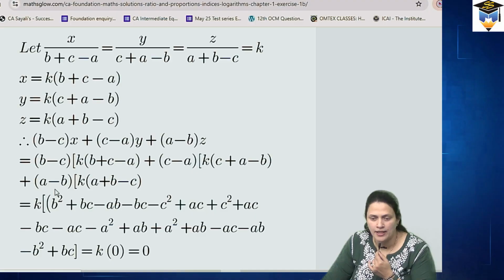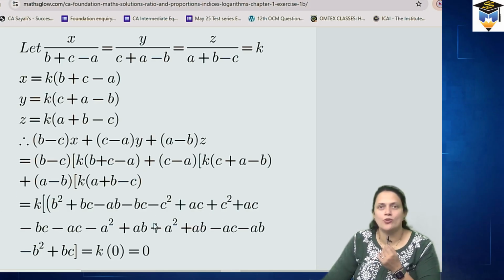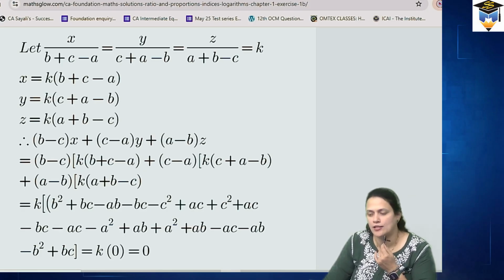And the third part, a into a is a square, ab plus ab minus ac minus ab minus b square plus bc. So if you see plus ab minus ab, plus bc minus bc gets cut. Here also plus bc minus bc, plus ab minus ab, so everything becomes equal to 0. So k into 0, answer is 0. Option B.